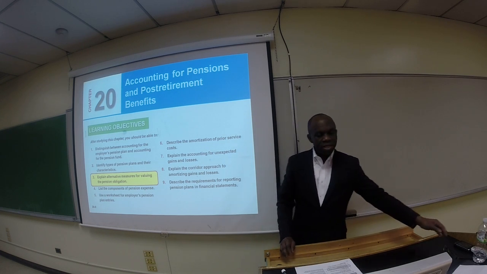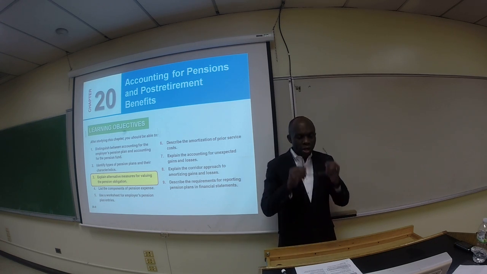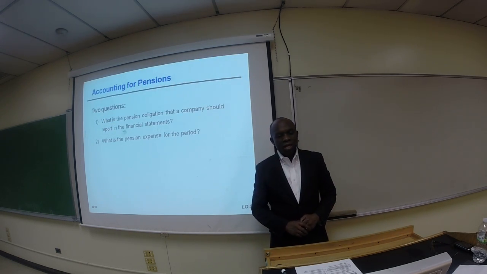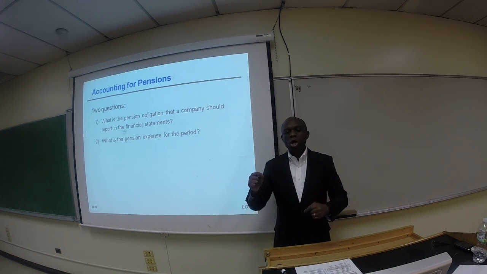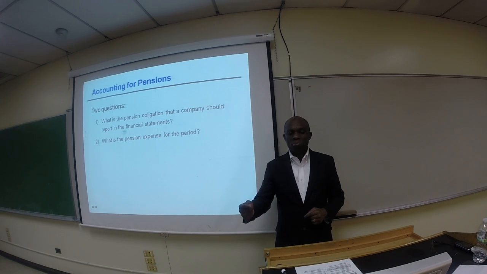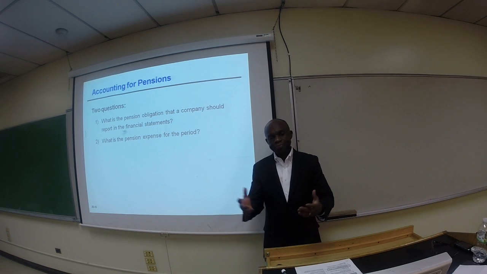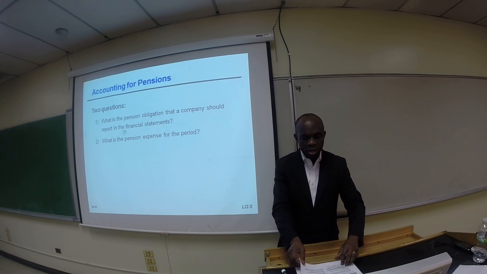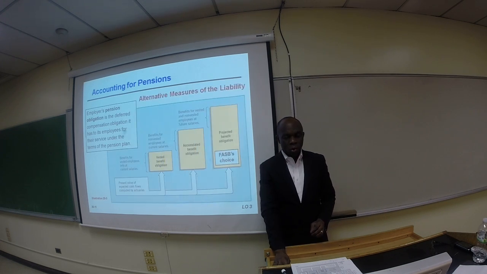So let's take a look at the third objective. We are going to talk about the measures for valuing a pension plan obligation. So let's take a look at two questions that are very critical here. Number one, what is the pension obligation that the company should report in the financial statement? And what is the pension expense for the period? The pension obligation that the company should report is on the balance sheet, and the pension expense for the period is on the income statement. So those are the two important questions.